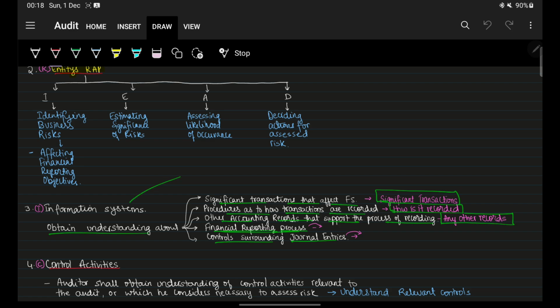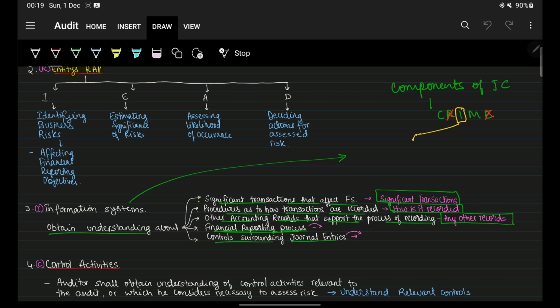So where does this information system stand in our components of IC, right? In components of IC, there were 5 components, which is CRIME, okay. So out of this we have already discussed E, which is the control environment. We have discussed R, which is risk assessment procedures. Now we are standing in I, okay. So we are giving an explanation of I. I only has 5 points, okay.